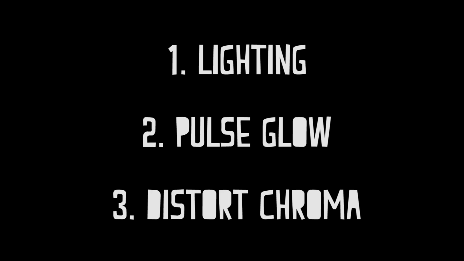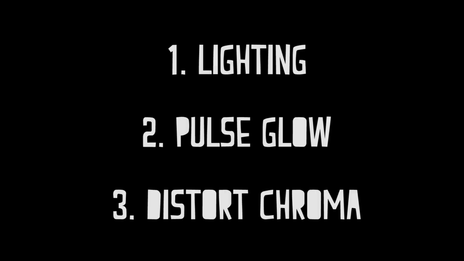Now, you need three things: lighting, pulse glow, and distort chroma to get this full effect. So for the lighting part of it, it's important to use some cinematography here. As you can see, these are two shots that look similar, placed one after another, and that's how this transition works. So that's the lighting part of it. Now, onto the pulse glow.